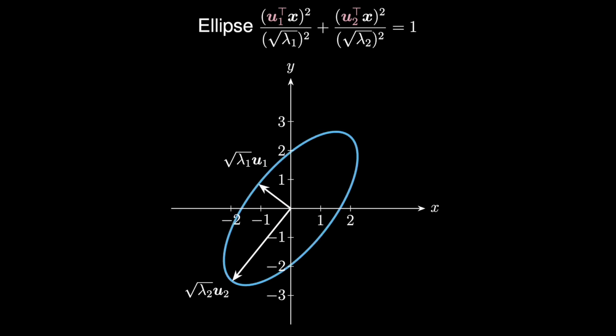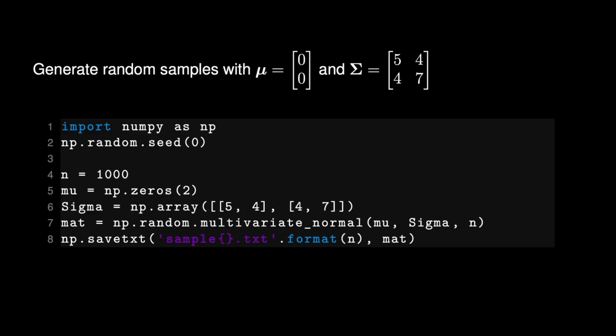This is the complete geometric picture. The ellipse is fully described by the eigenvalue decomposition of the covariance matrix sigma. Shape, size, and orientation all come from the eigenvalue decomposition. Now, let's verify this geometry by generating random samples. NumPy's multivariate normal function requires inputs such as a mean vector and the covariance matrix.